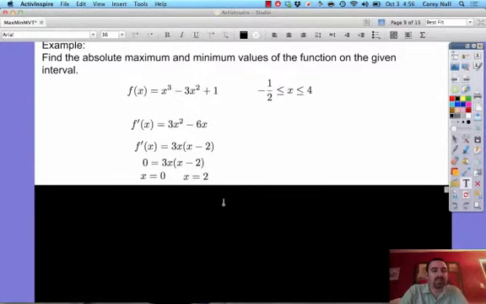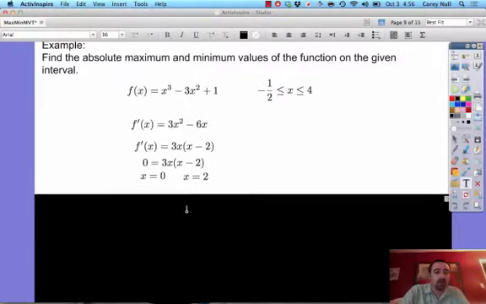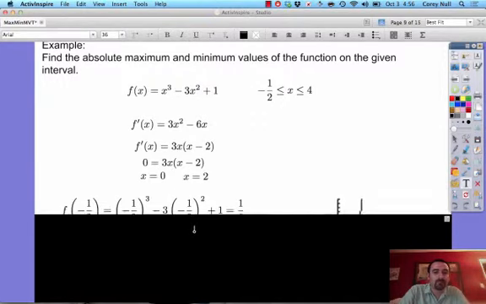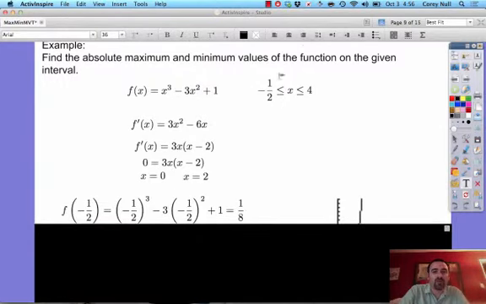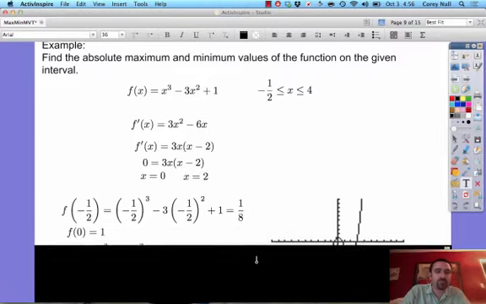Okay, and that's going to equal 0 when x equals 0 because of the factorization here, or when x equals 2. So my critical numbers are x equals 0 and x equals 2. Those are candidates for maximums or minimums. All right, those are two candidates. My other candidates are the endpoints -1/2 and 4. So I have 4 candidates for extreme values on this interval. And I plug those 4 numbers in. So if I plug in -1/2, I get 1/8. If I plug in 0, that's one of my critical numbers, I get 1.